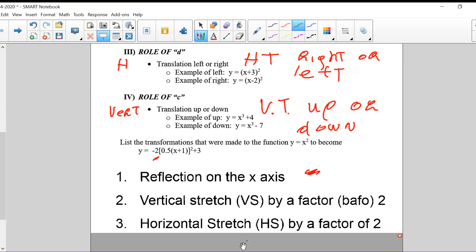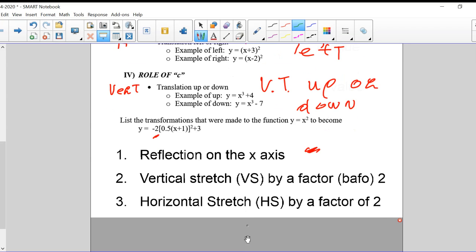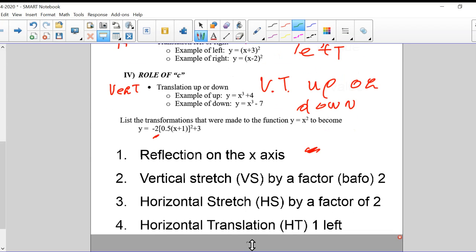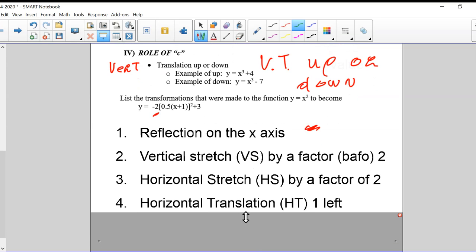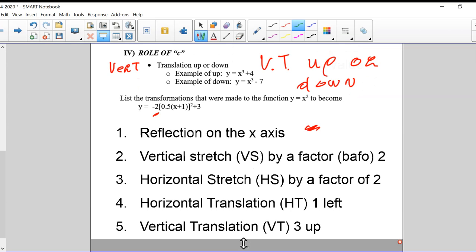Not, sorry, a factor of 2 and not 0.5. Okay, great. All right, but we got some more things as well. Somebody else mentioned that there's a horizontal translation 1 to the left. I think it was Janai or Jeremiah, I forget which one it was. But yeah, that's part of it. And then the last part of this, and somebody else mentioned this, is a vertical translation of 3 up.